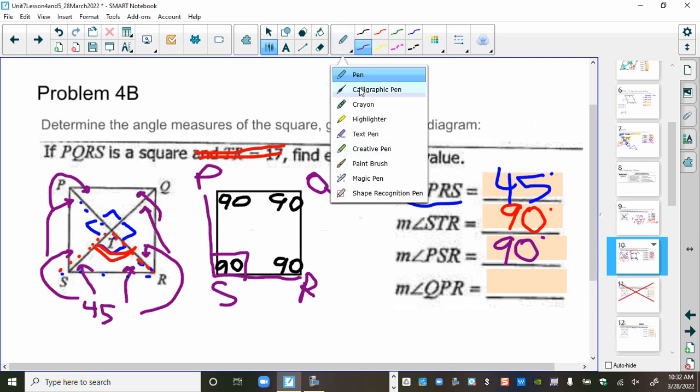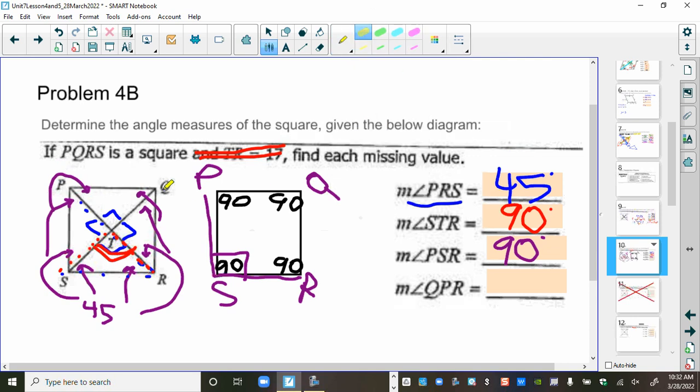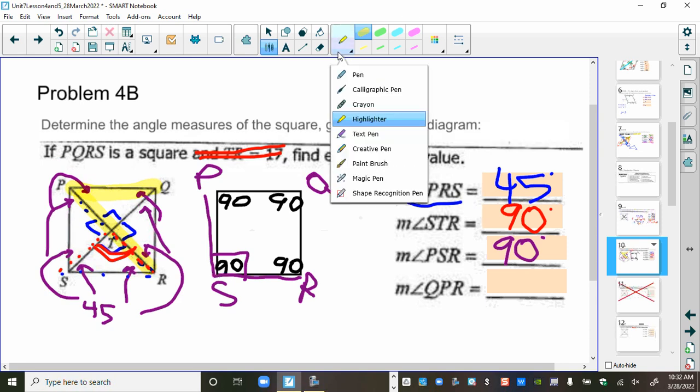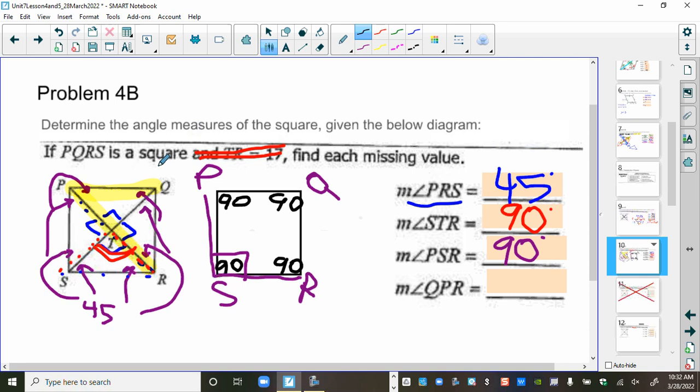And then last but not least, here's Q. Go to P, and P down to R. Is that a 90 or a 45 degree angle right here? Q to P, down to R. Is that a 90 or a 45 right here? That's a 45. So inside here, the smaller angle will be 45.